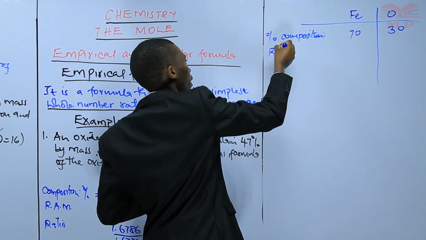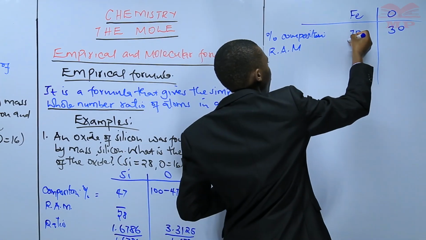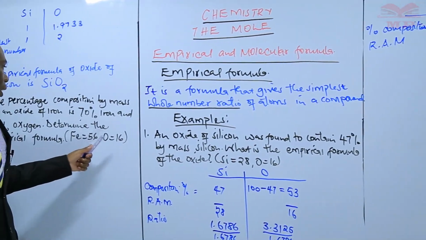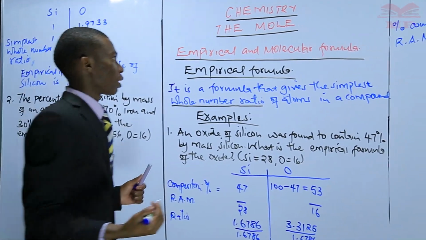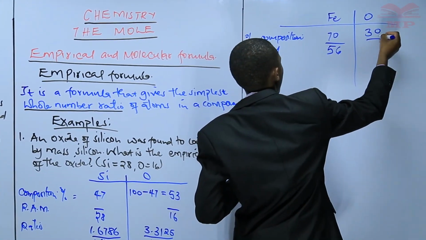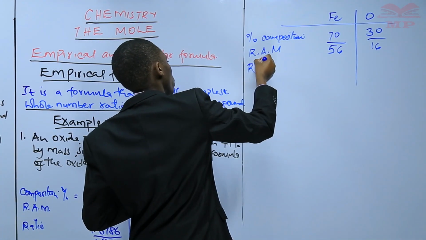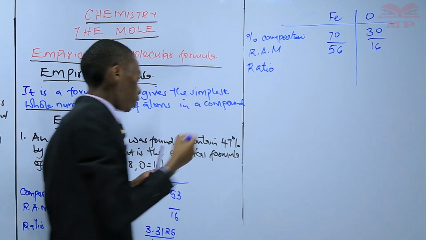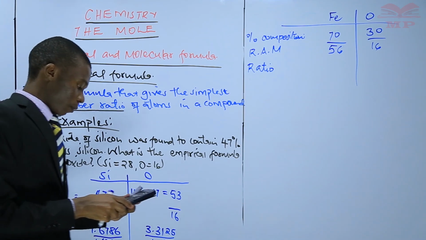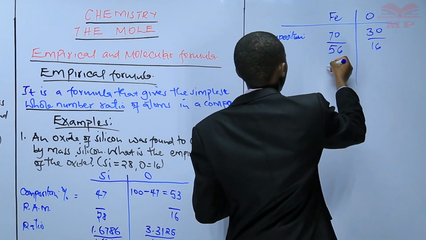Then we divide by the relative atomic mass. The relative atomic mass of iron is 56. The RAM of oxygen is 16. Therefore, we are dividing iron by 56 and oxygen by 16. This will give us the ratio in which the two are combining. 70 divided by 56 gives us 1.25.